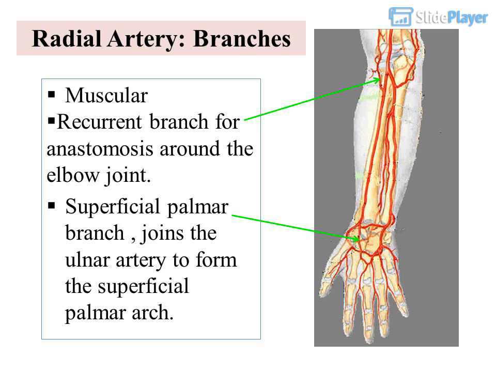Radial artery branches: muscular, recurrent branch for anastomosis around the elbow joint, and the superficial palmar branch, which joins the ulnar artery to form the superficial palmar arch.